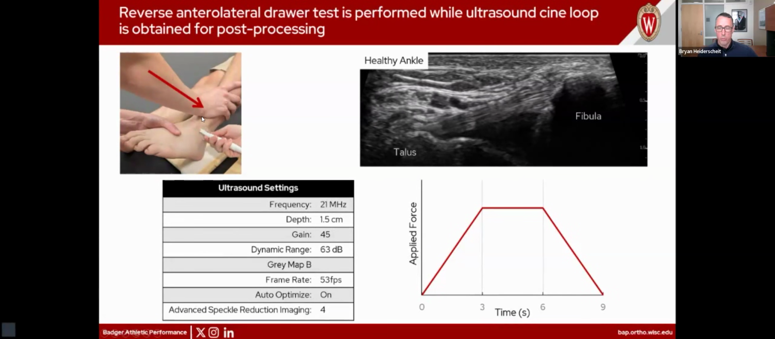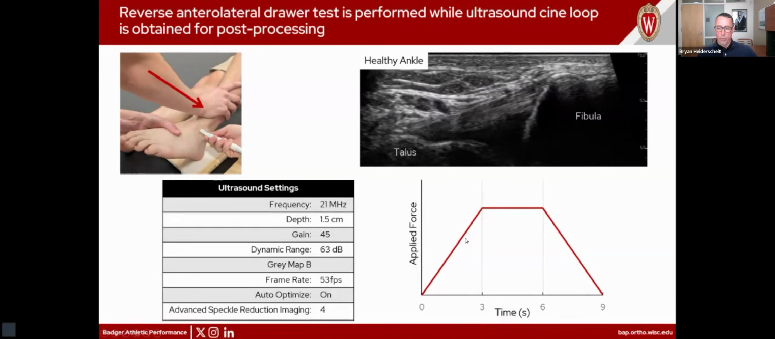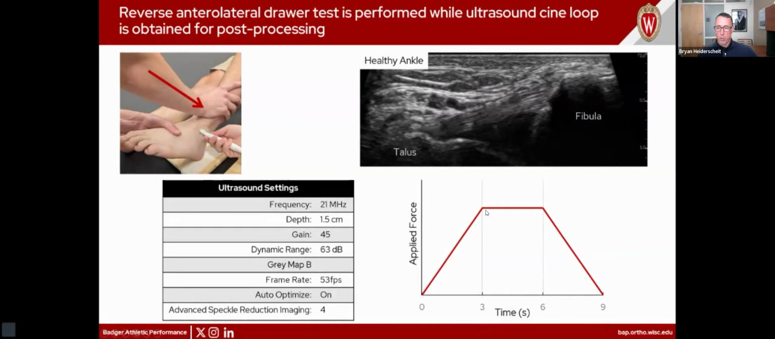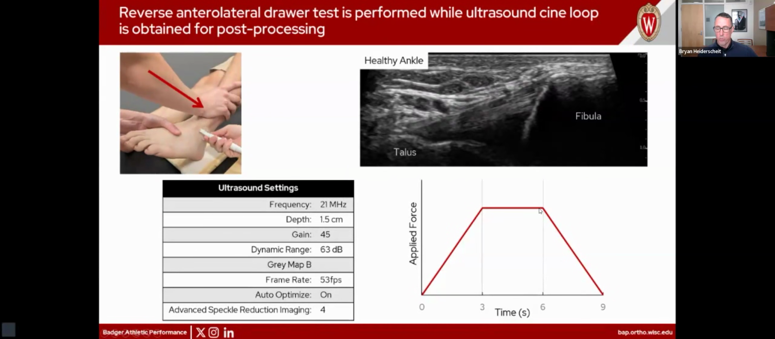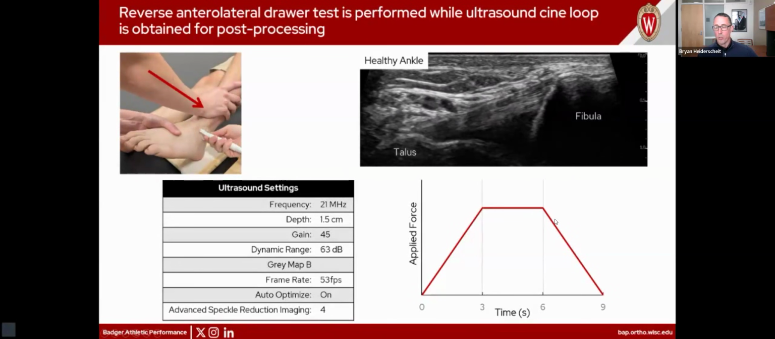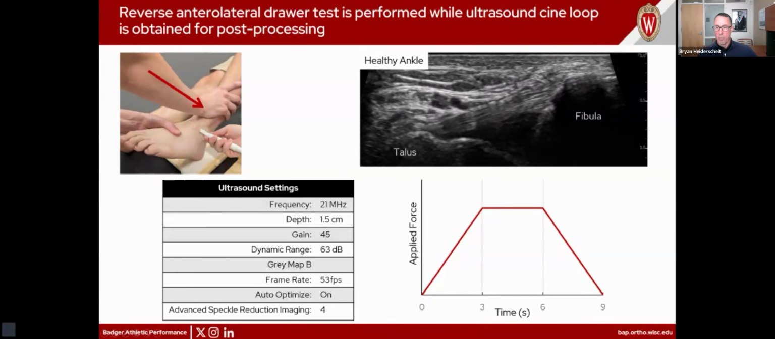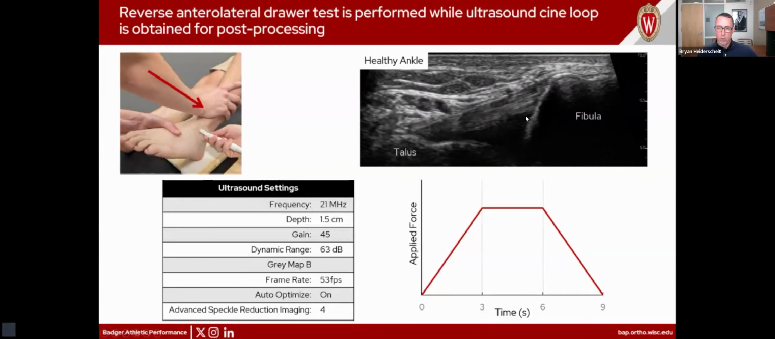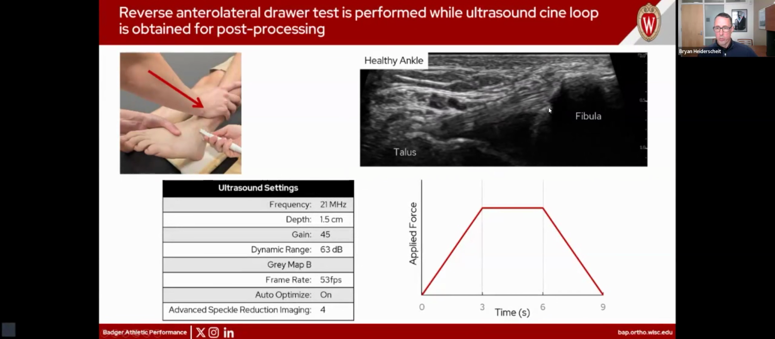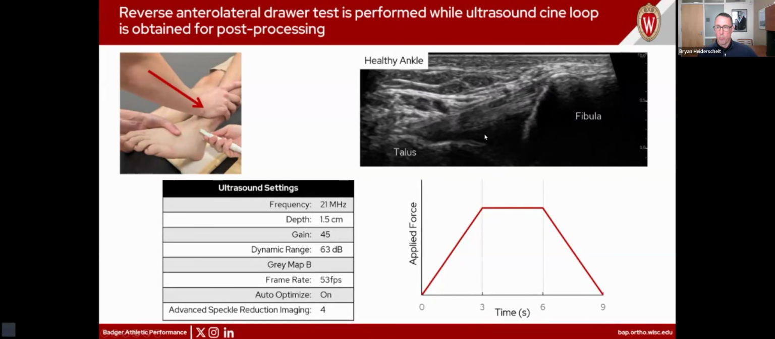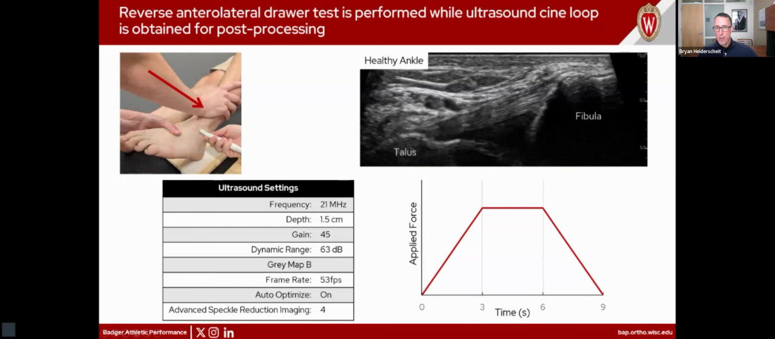force, as you would for the reverse anterior lateral drawer test, by preloading for 3 seconds, loading and stabilizing and holding it consistently at that applied load for about 3 seconds, and then gradually reducing that load back to your baseline levels. And so that's what you're seeing in the video up above: the preload, holding it continuously, and then reducing and returning back to your pre levels.